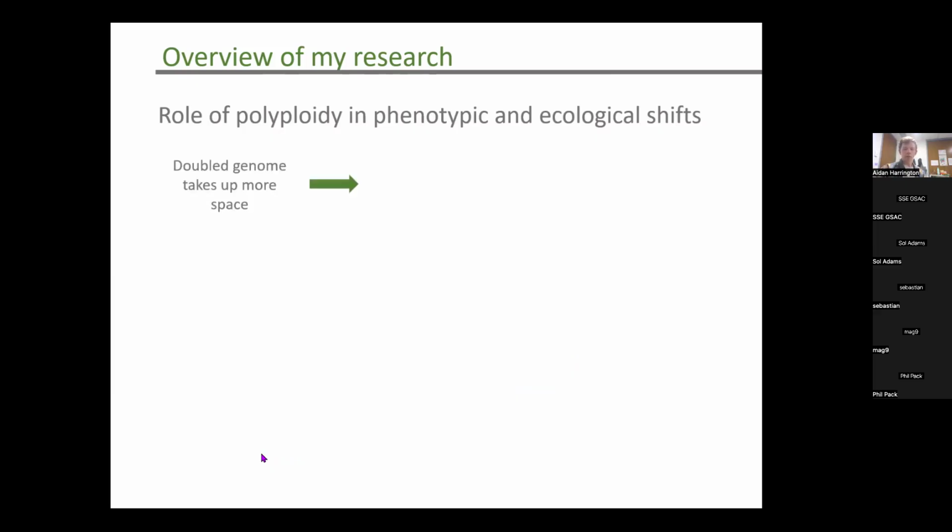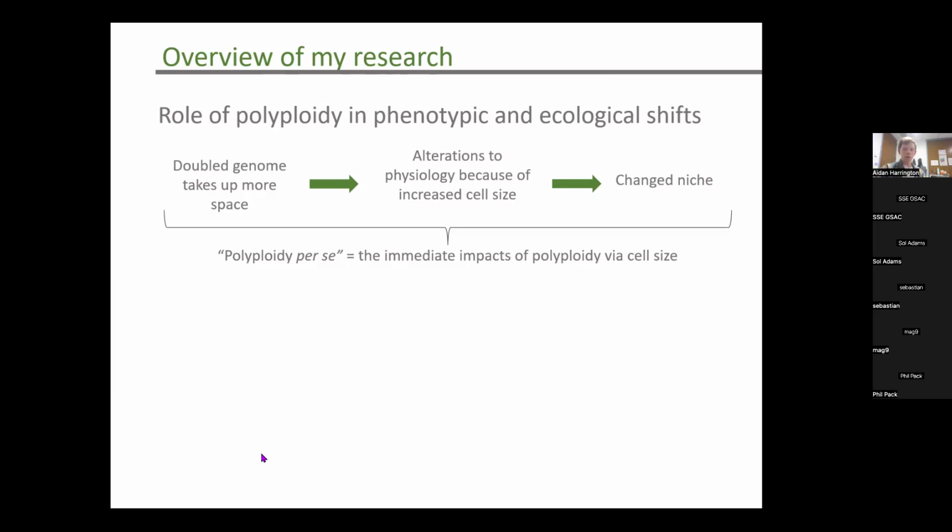Fundamentally, we don't know whether changes in range or niche are driven directly by polyploidy, because they could have occurred potentially in a non-polyploid taxon or were the result of evolution after the polyploid formed. If you look through this diagram here, a genome doubles, it takes up more space in the cell. This can cause alterations to the physiology of the plant because of increased cell size, and this is presumed to have some effect on the niche instantaneously. We sometimes call that polyploidy per se, or the immediate impacts of polyploidy via cell size.